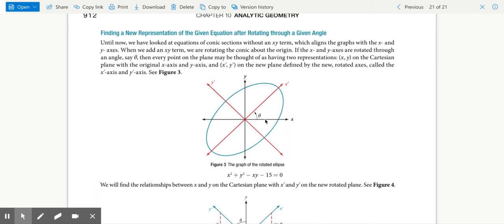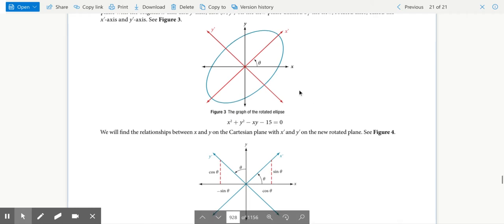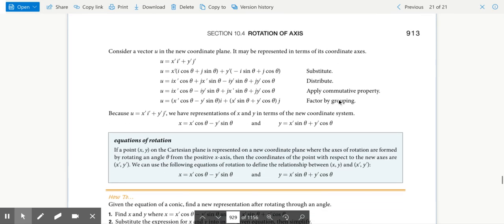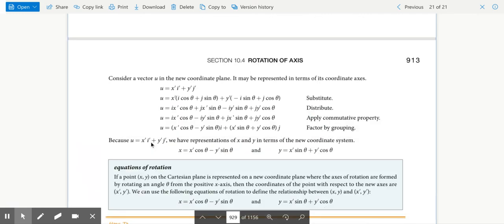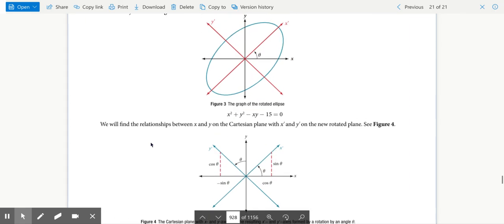So we're going to talk about how we can represent our old ellipse in terms of our new axes. So getting this equation in terms of x prime and y prime. We're going to find equations for that. That's down here. So we want to get things in terms of x prime and y prime.